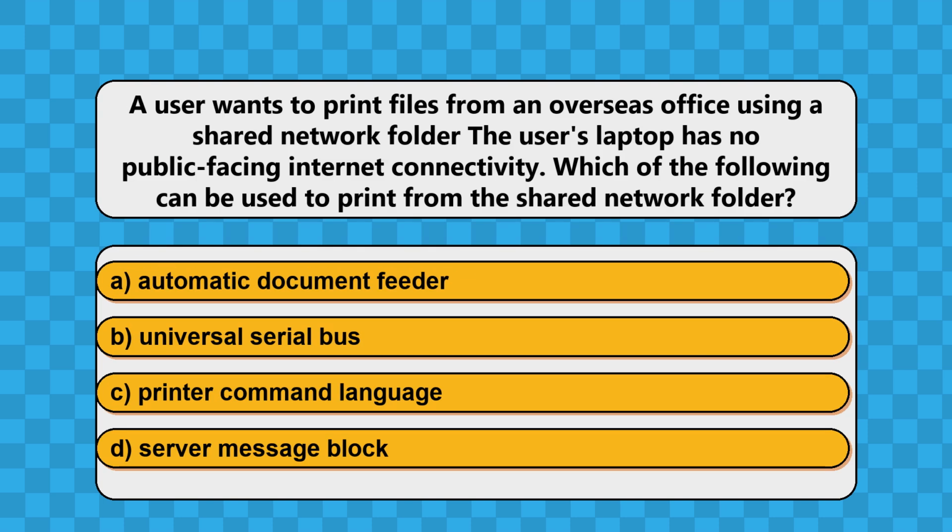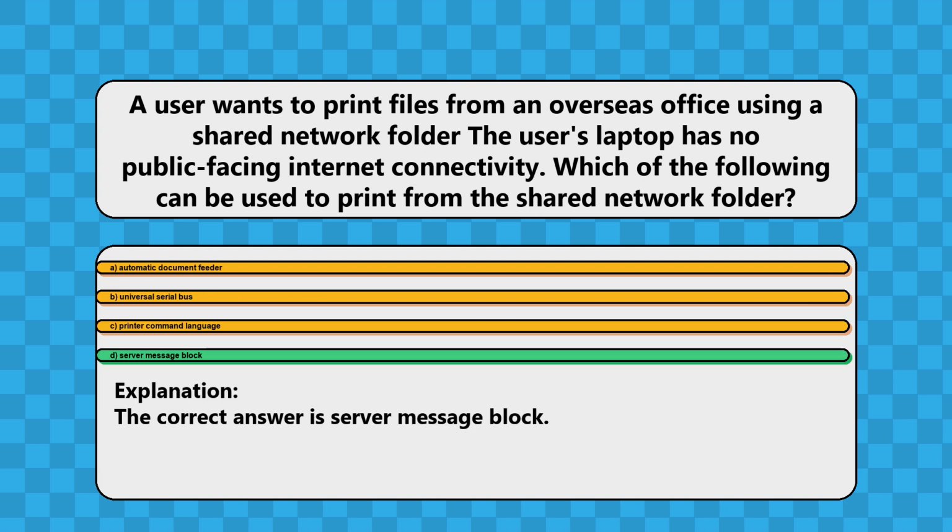Question 70. A user wants to print files from an overseas office using a shared network folder. The user's laptop has no public-facing internet connectivity. Which of the following can be used to print from the shared network folder? Option A, automatic document feeder. Option B, universal serial bus. Option C, printer command language. Option D, server message block. The correct answer is option D, server message block.